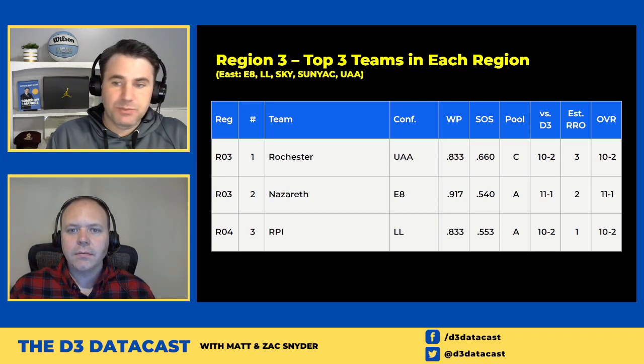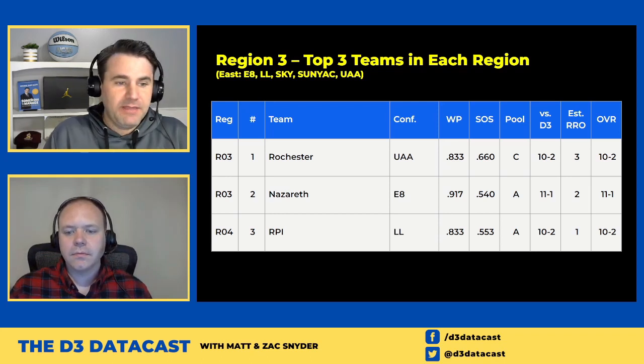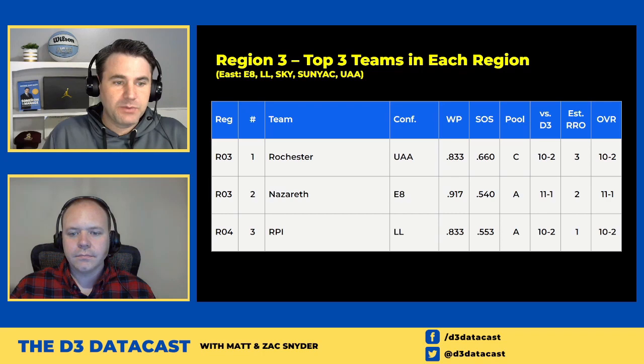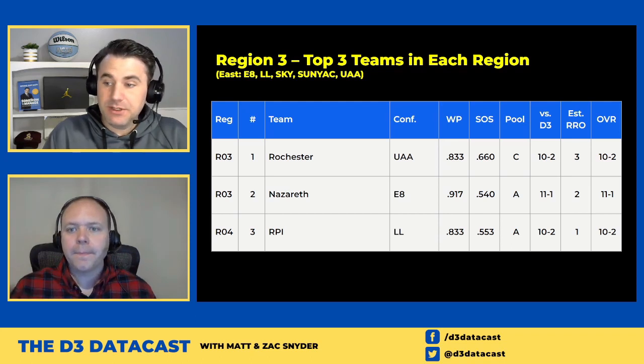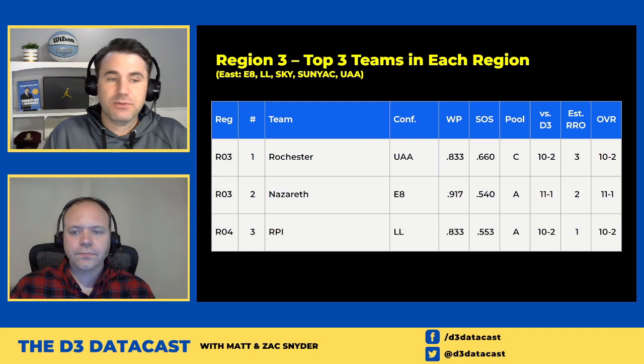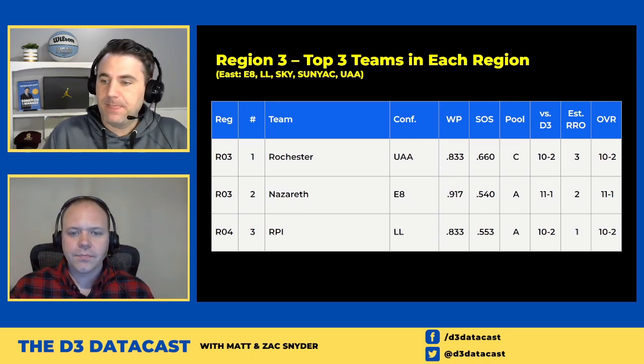And number 3 in this region is RPI. I think they probably only have one regionally ranked win. They've beaten Western New England, and I don't think they're in the hosting mix right now. Their RROs are going to be probably low. They have one, and I think they might have trouble finding another one in their schedule. So still good, .833 winning percentage, .553 strength of schedule, strong numbers. But I think that they will not host, at least at this point. And if you were looking for a fourth team in this region, maybe Cortland is next up, in my estimation.